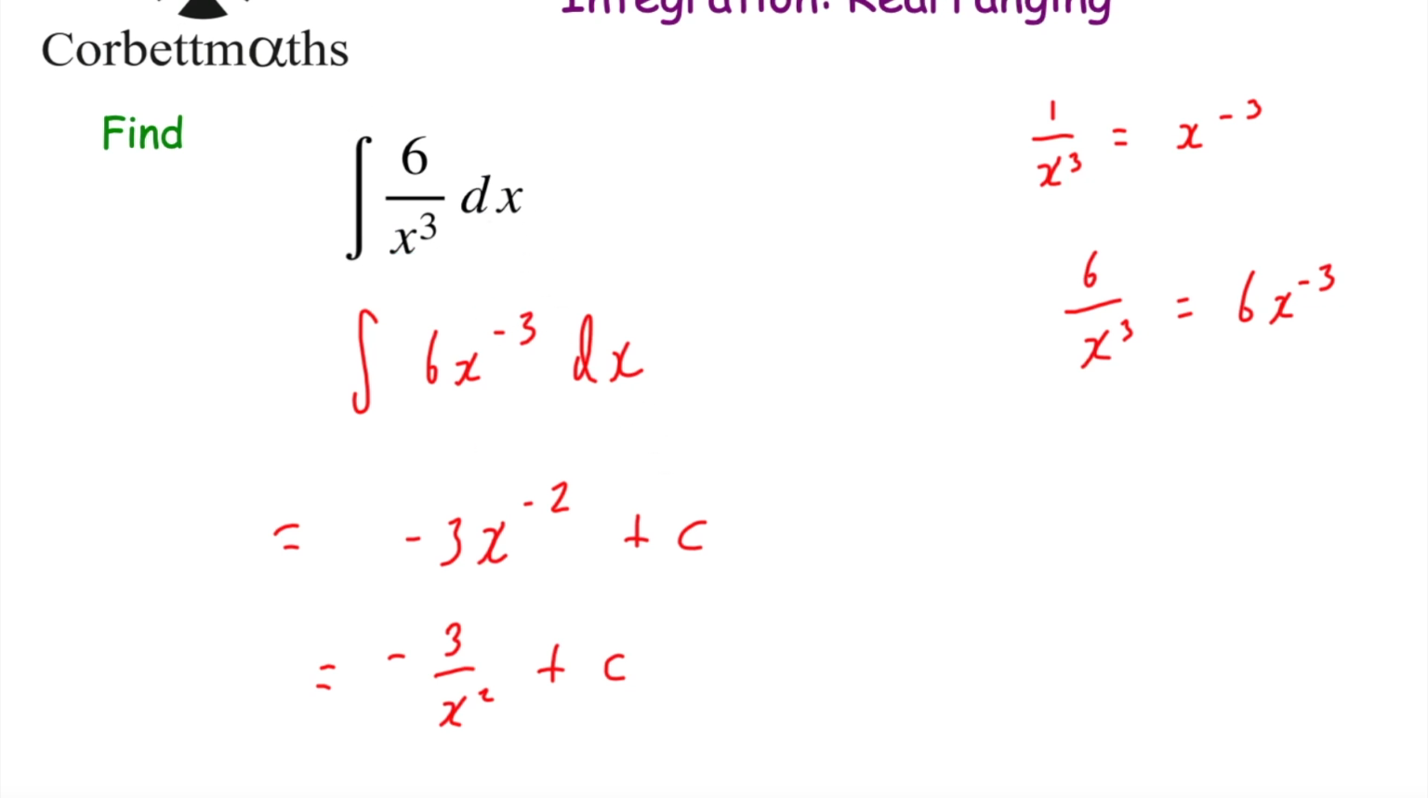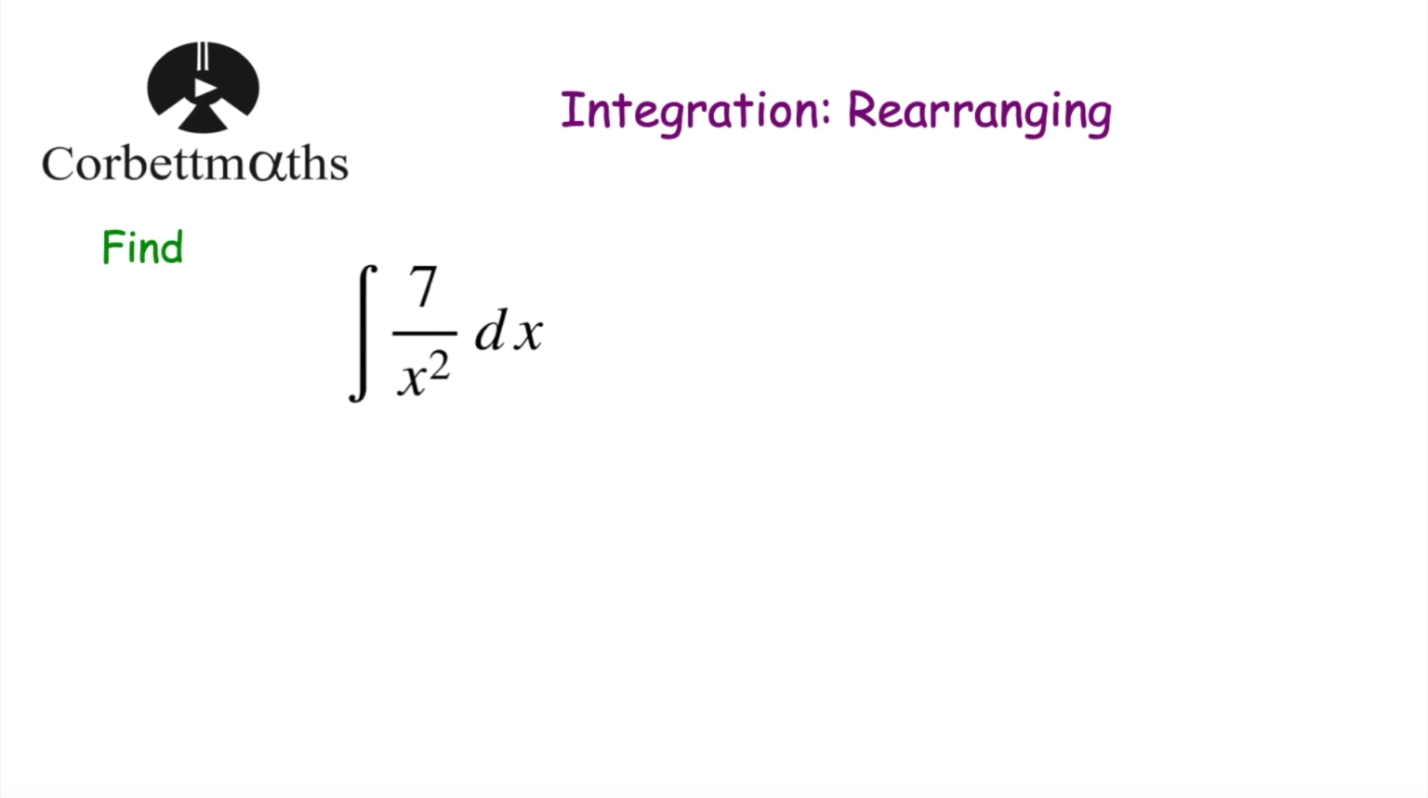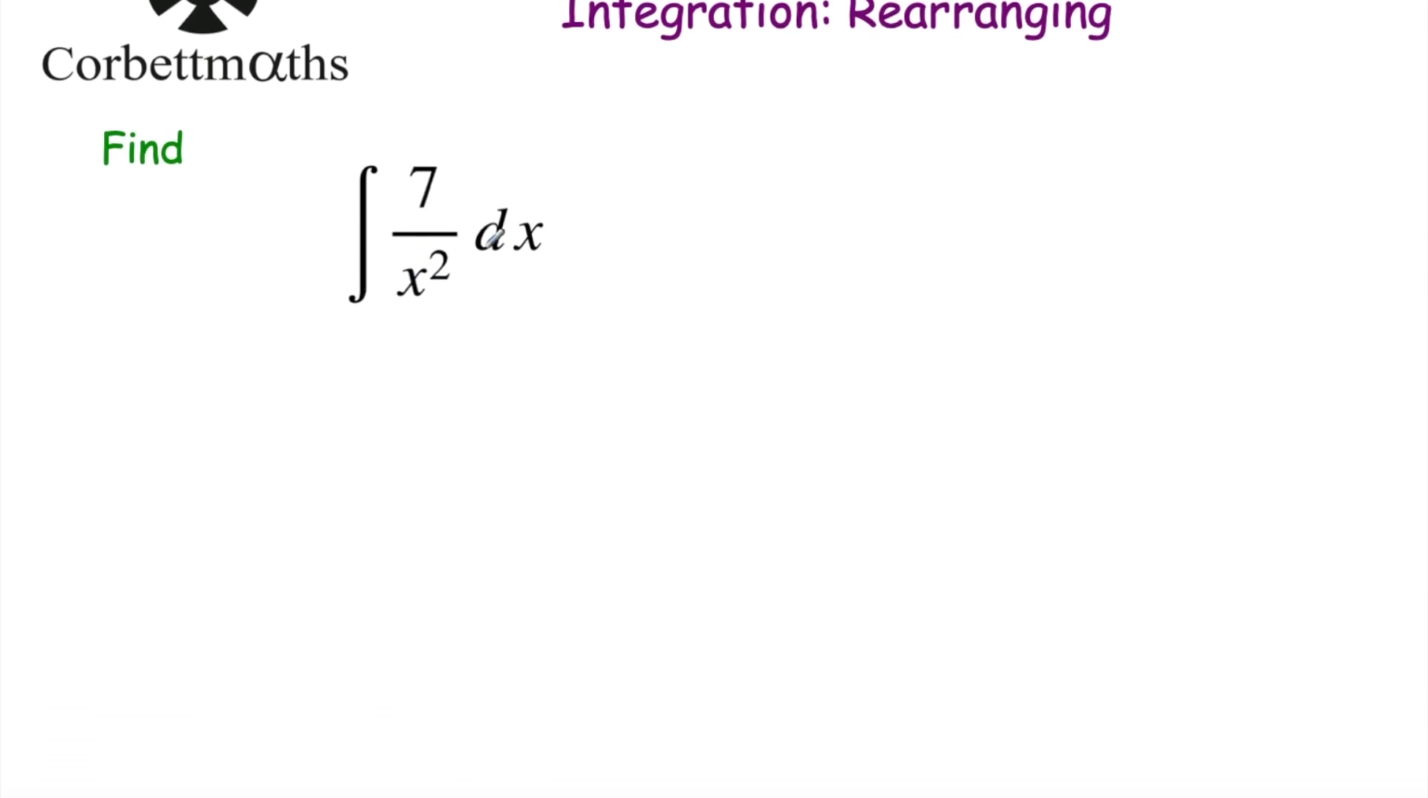And that's it. Okay, let's look at our next question. This time we've been asked to find the integral of 7 over x squared with respect to x. So again, what we want to do is rearrange this. We don't want to have the x on the denominator.